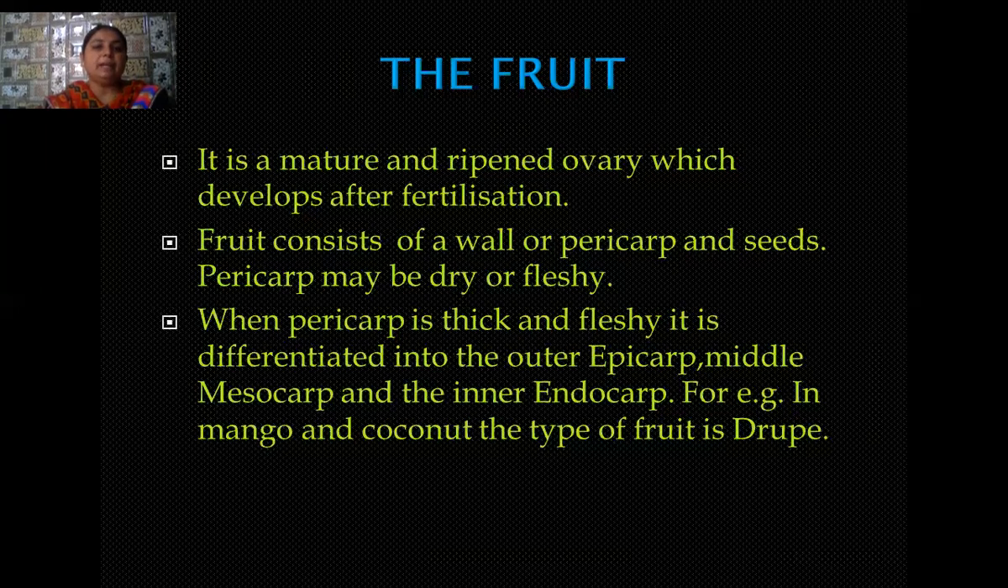So when the pericarp is thick and fleshy, and it is differentiated into outer epicarp, middle mesocarp, and inner endocarp, such types of fruits are known as the fleshy fruits. So here you can give the example of mango and coconut. The type of fruit which is present in mango and coconut is a drupe.